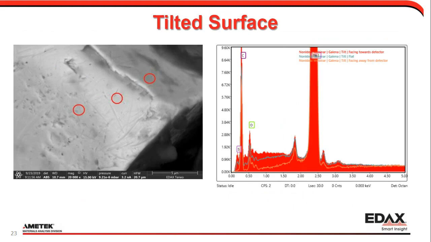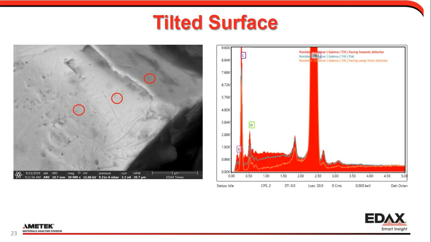And this sample shows topography. This is galena as well. From right to left, we see the surface curves up, becomes flat, and then curves down. So the three spots on this sample represent the surface that is facing towards the detector, the flat surface, and the surface that is tilted away from the detector, respectively. And I overlay the three spectra together.